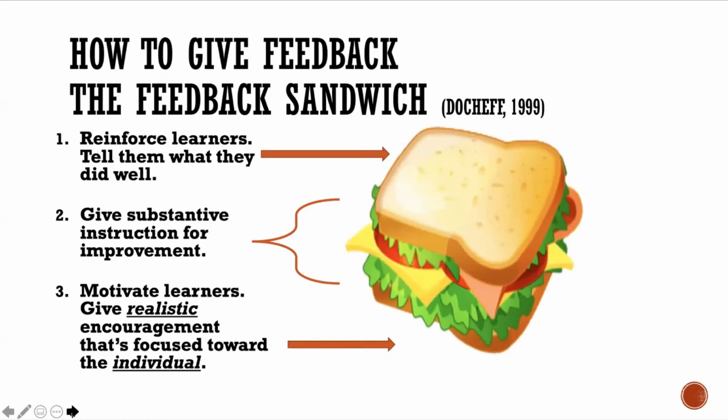So first, reinforce learners by telling them something good. Tell them what they did well. Start with that. Then you could give some instruction for their improvement, right? So there's your criticism, some advice or instruction for how to help them to improve. And then you have 3, the bottom part, again, motivating your learners, right? Give realistic encouragement, tell them that they can do it. That's focused toward the individual themselves, right? So encouraging them specifically that they can do it.